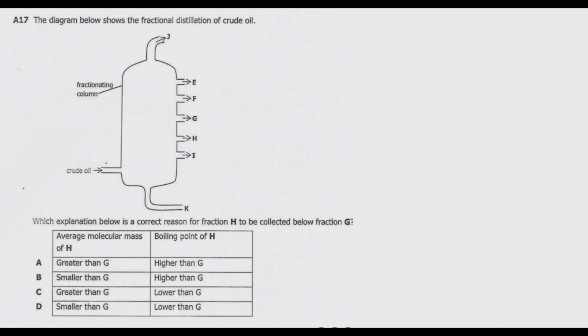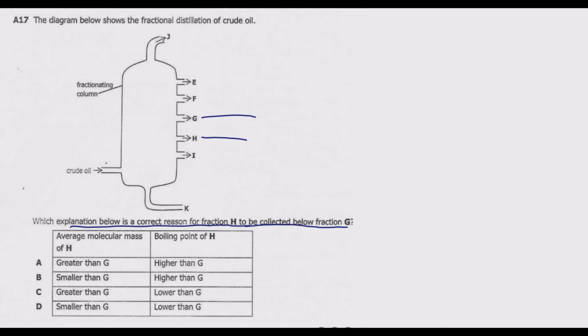The diagram below shows the fractional distillation of crude oil. Which explanation below is a correct reason for the fraction H to be collected below fraction G? So basically we are seeing that H is here, then we have G here. So the question is, what's the correct explanation for H to be collected below the fraction of G? So basically we have the options. So we have A, H is greater than G.